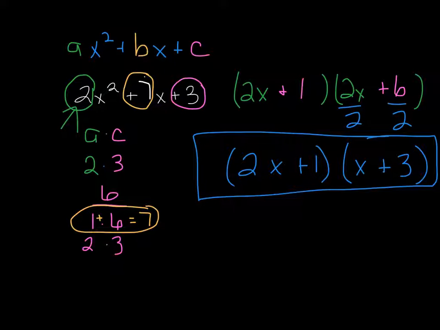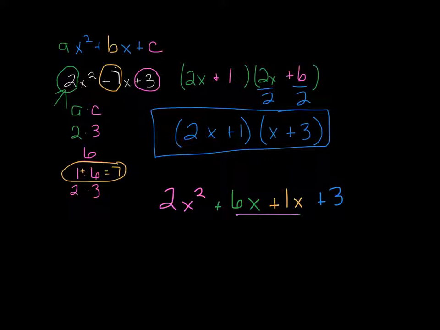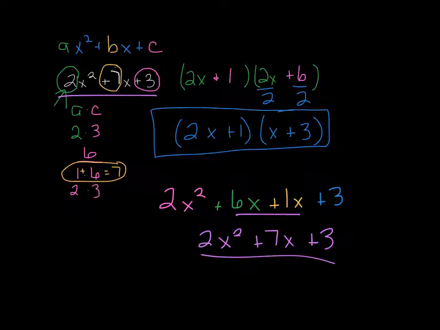Now we can FOIL this to check it and make sure we're right. 2x times x first is 2x squared. Outer, 2x times 3 is plus 6x. Inner, 1 times x is plus 1x. And last is plus 3. Combine our middle terms: 2x squared plus 7x plus 3, which is what we were looking for.